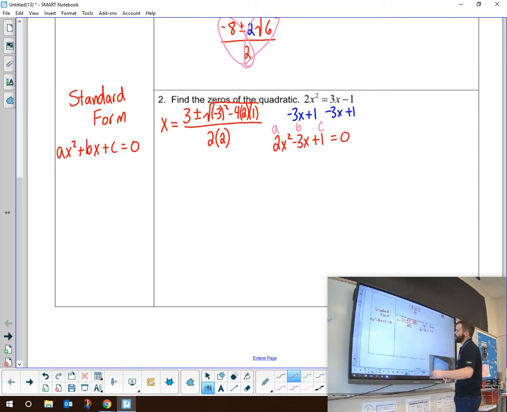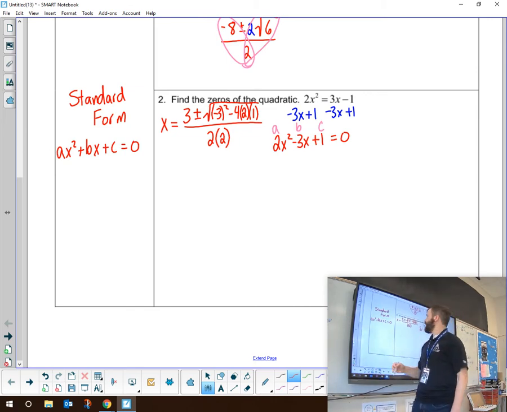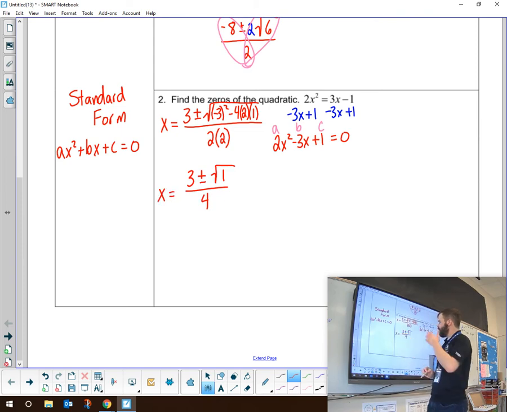Okay, so let's use our calculator and simplify this square root. So negative 3 squared is 9. Negative 4 times 2 is 8. 9 minus 8 is 1. So we're going to get 3 plus or minus the square root of 1 over 2 times 2 is 4. Oh, hey, the square root of 1, that simplifies. Square root of 1 is 1. So we're going to get 3 plus or minus 1 over 4.